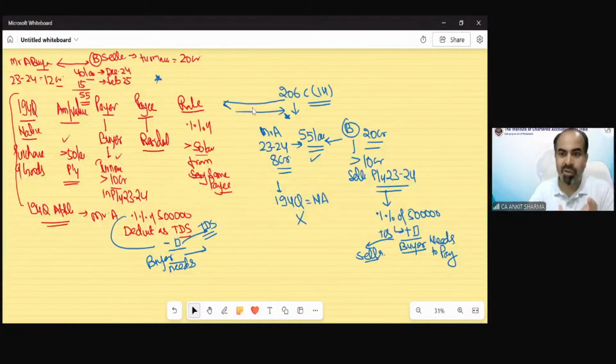Yes, Tanu, if both have turnover exceeding, we have said that 194Q will prevail in our example. You can see in this example, both turnovers exceed, 12 and 20. What did we apply? We applied 194Q, not 206C1H.